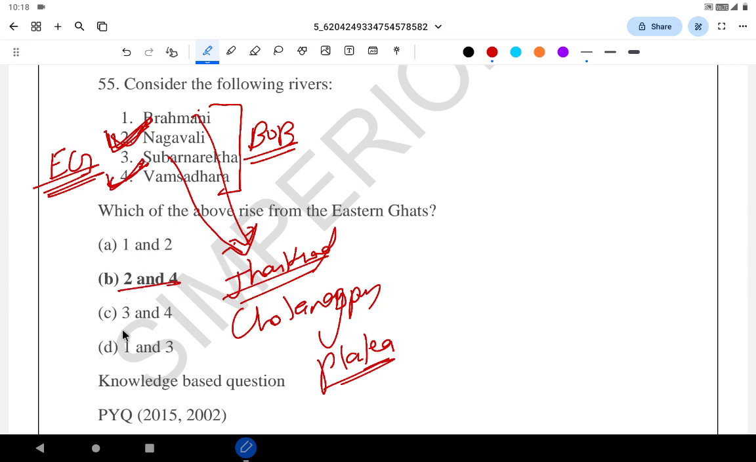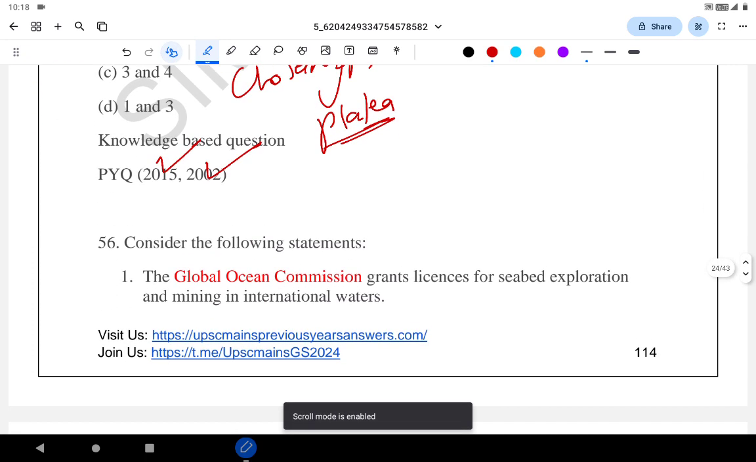Correct. 2 and 4 are correct answer. The questions related to these rivers, not exactly the same question, but questions related to these rivers were asked in 2015 and 2002 as well. Let's go to the next question.